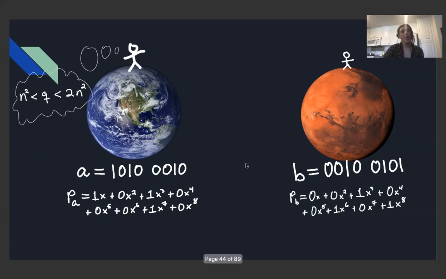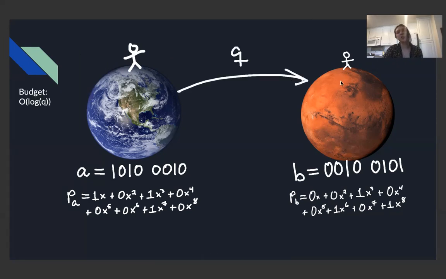Now Alice is going to think of a prime q between n squared and 2n squared, which is guaranteed by Bertrand's postulate or something. And she's going to send q to Bob. We're within budget; we want to do this in log n many bits. It takes log q many bits to send q to Bob, because log q is the number of digits required to write down q. But q is at most 2n squared, so this is at most log of 2n squared, which is just O of log n. So we're within budget.